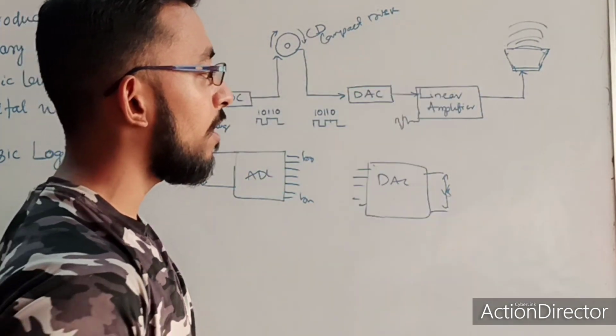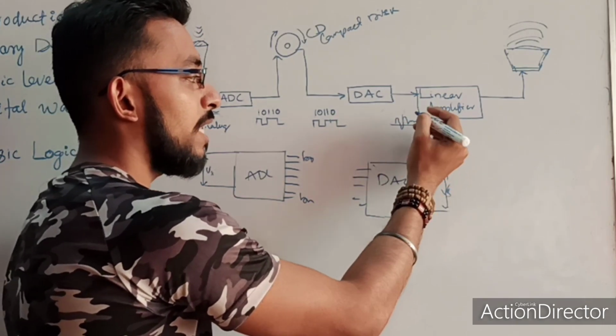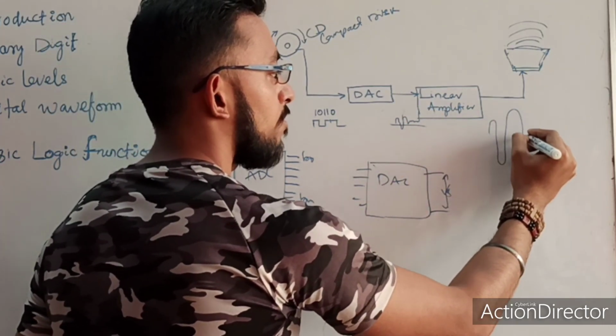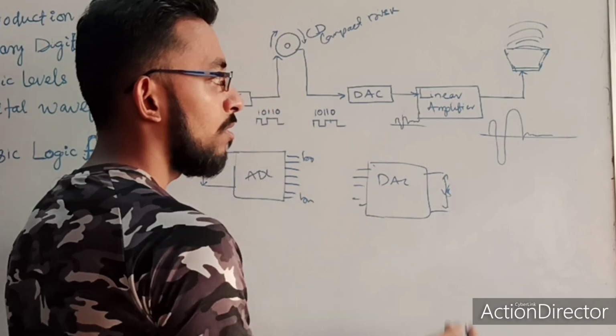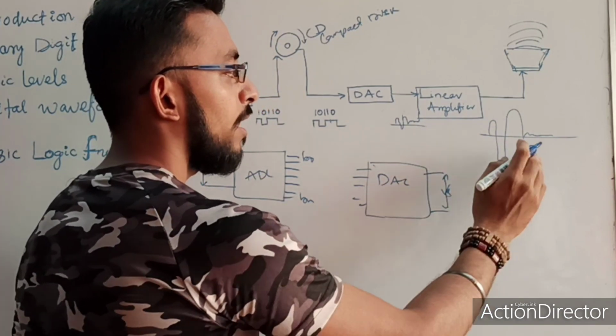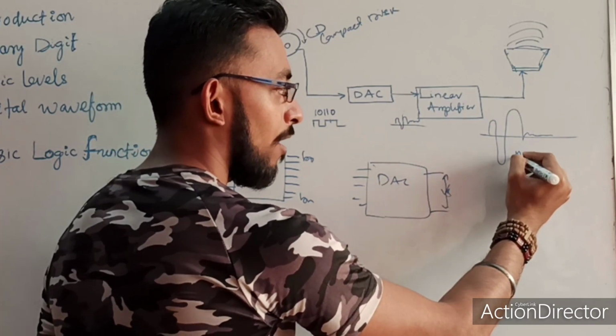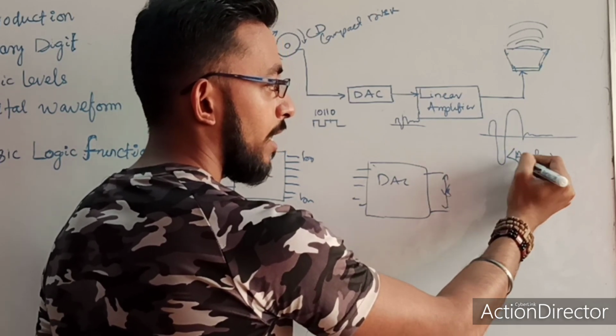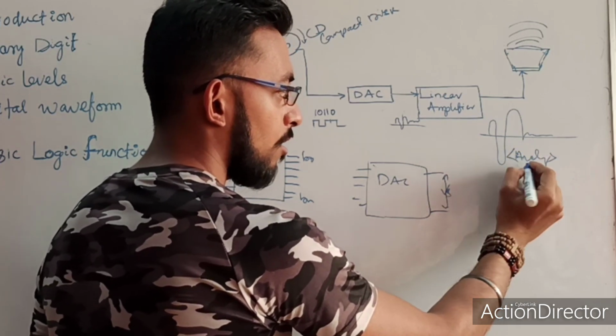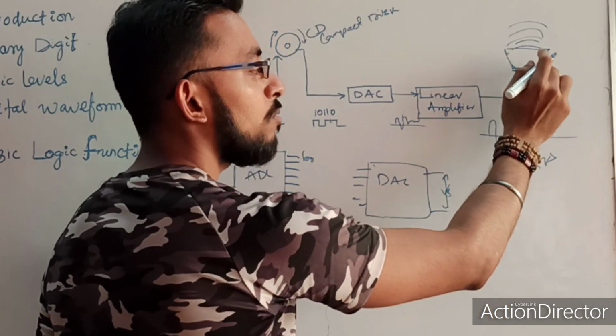What is the function of a linear amplifier? It will amplify the strength, meaning we will get the same signal with some increased amplitude. This linear amplifier will amplify, and then this analog voltage signal is applied to the loudspeaker.